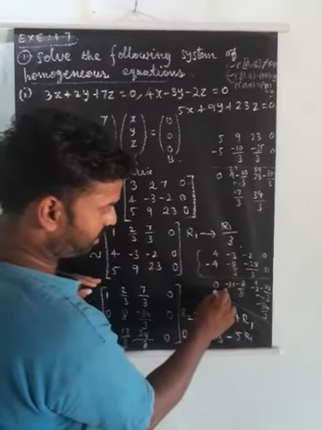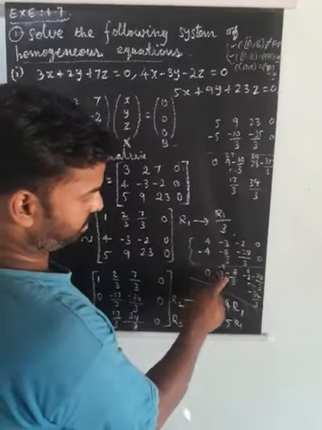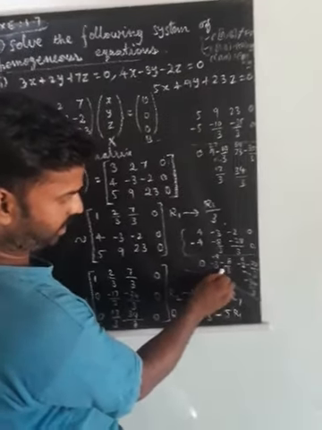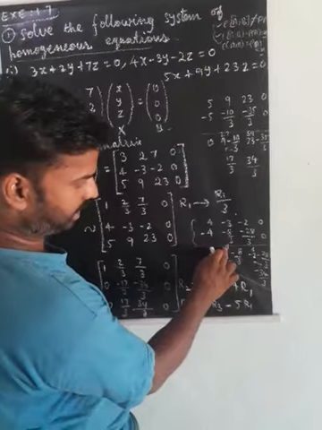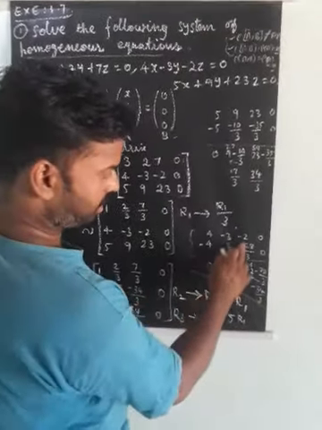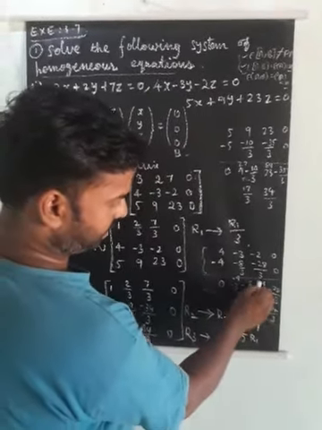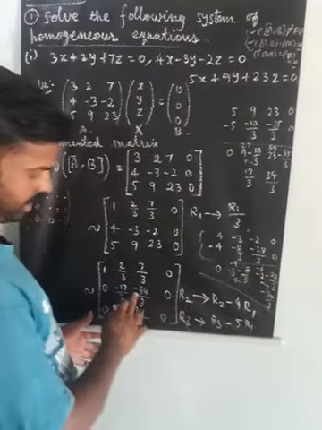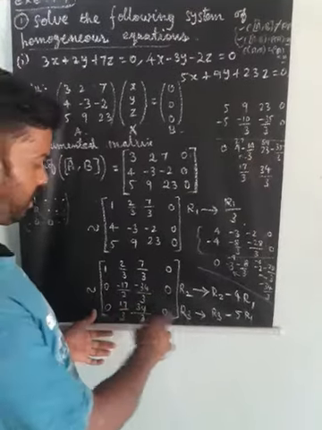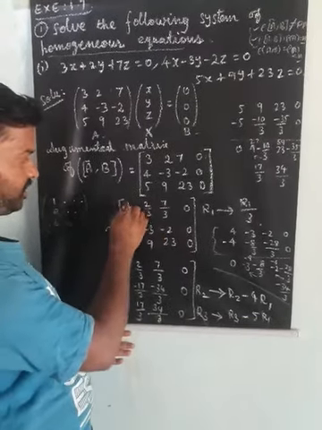This place: -3 minus 8/3. Taking LCM, 3 into 3 is -9, -9 minus 8 is -17/3. Next part: -2 minus 28/3; -3 into 2 is -6, -6 minus 28 is -34/3. 0 plus 0 is 0. Now for R3 we also want this place to be 0, and we have already made the first place 1.